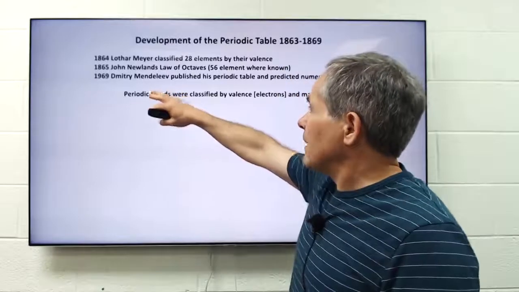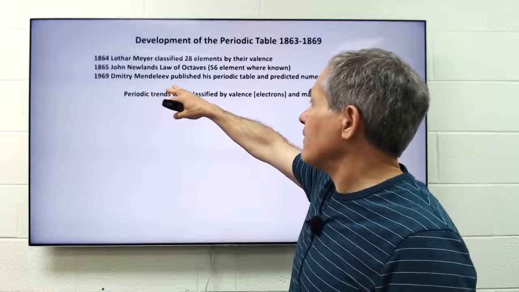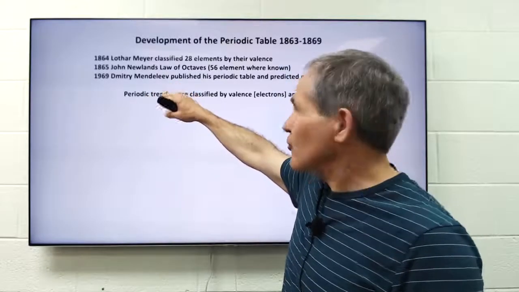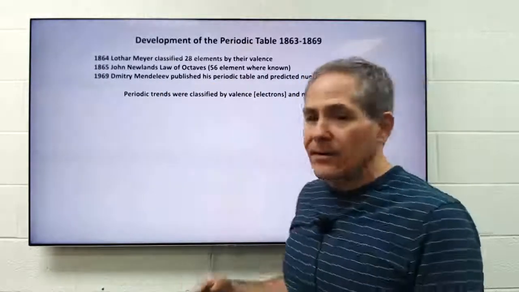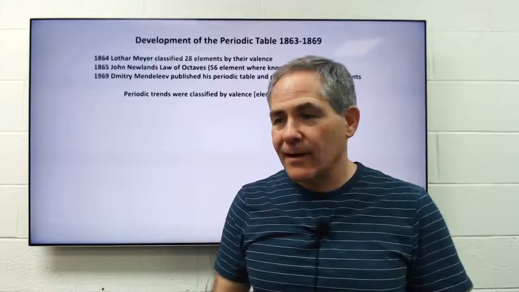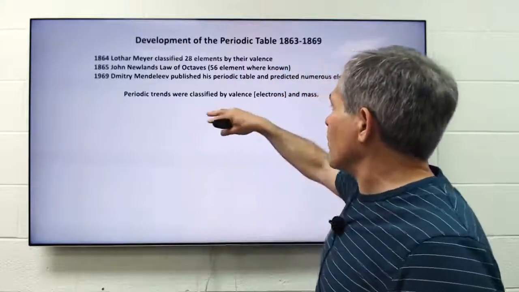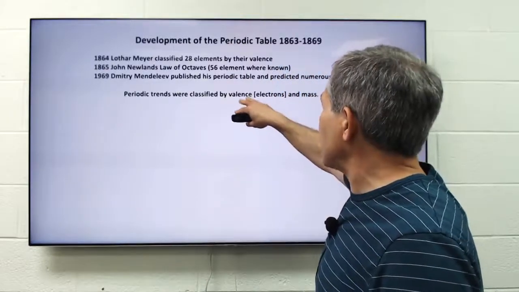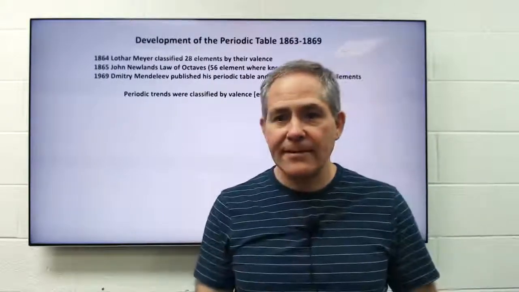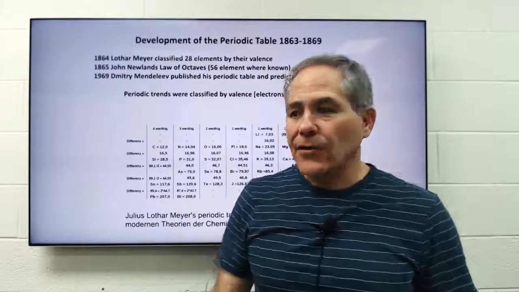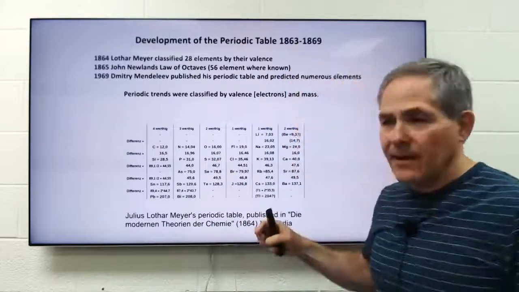And then in 1869, Mendeleev, which is, by the way, 150 years ago, Mendeleev published his periodic table and predicted a number of new elements. And so all these periodic trends were qualified by this valence, but they did not know about electrons, okay, and their masses.